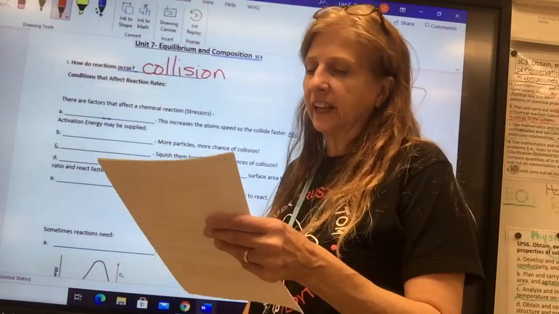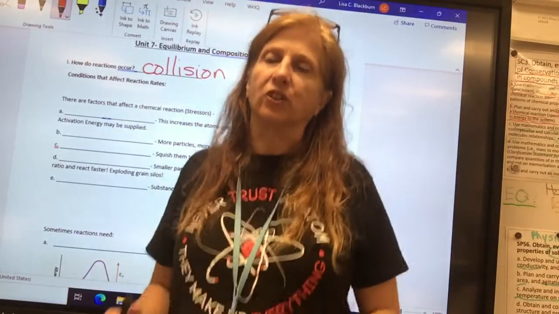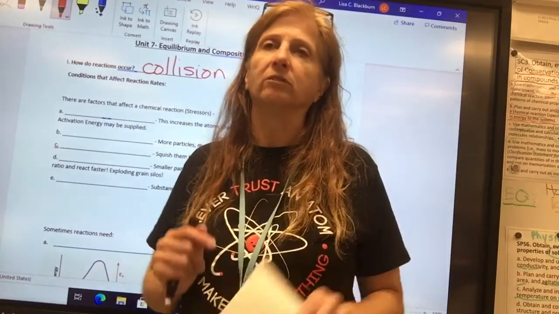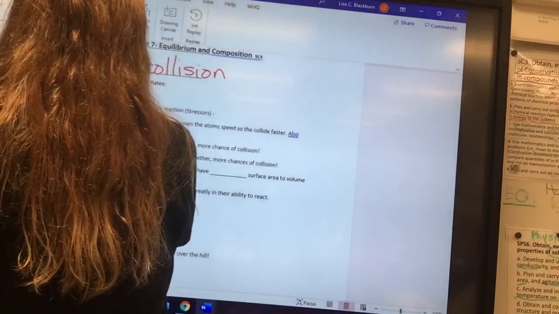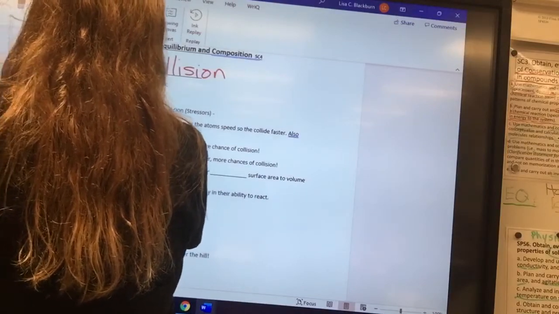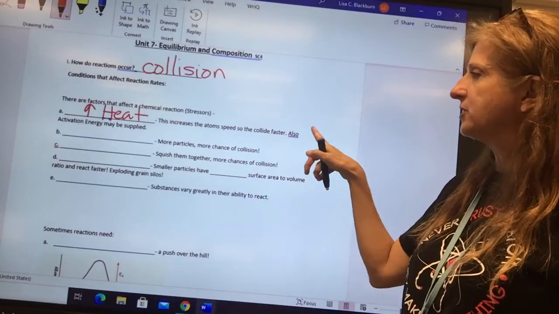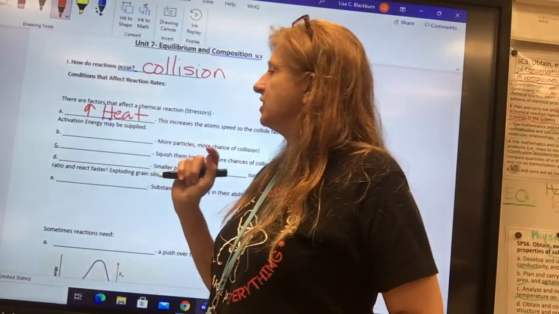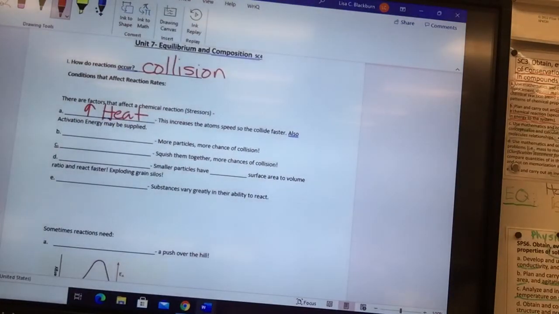Okay, so the first thing, say I've got a reaction and I want it to go faster. What can I do to make it go faster? Heat it up, always. We can increase the heat. This increases the atom's speed so that they collide faster. Also, the activation energy may be supplied. So, we've talked about this before.